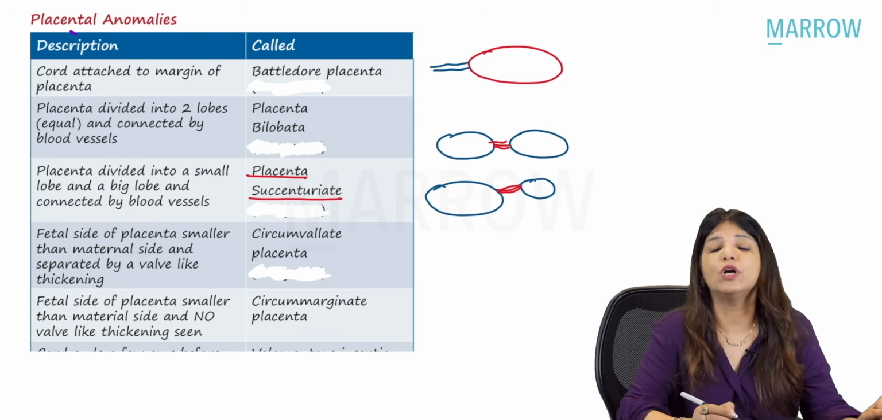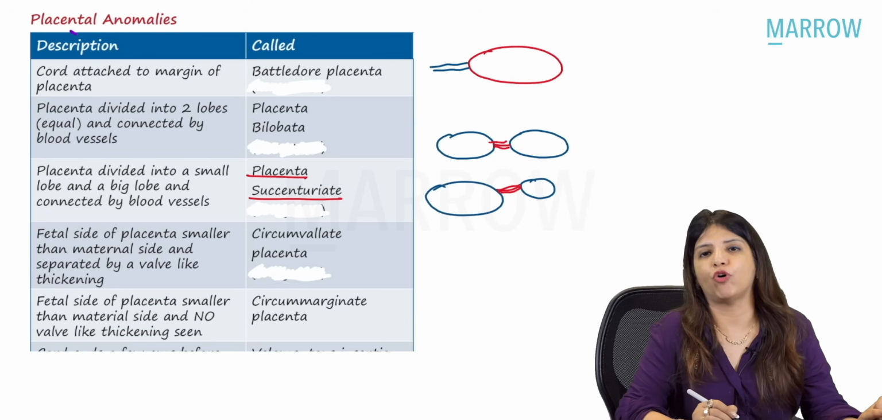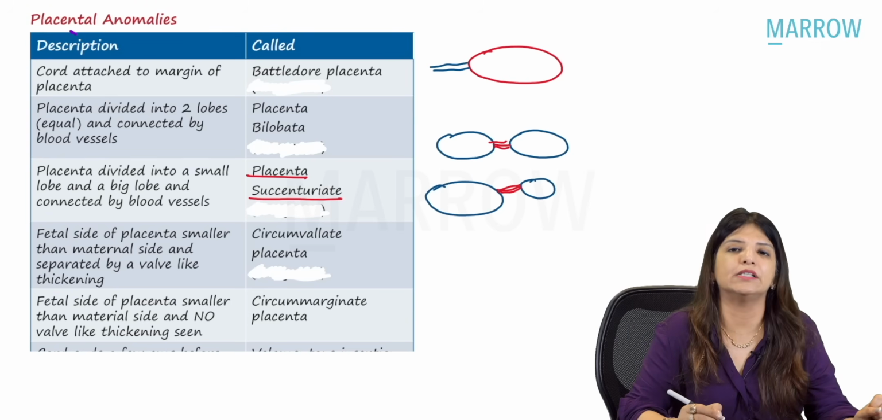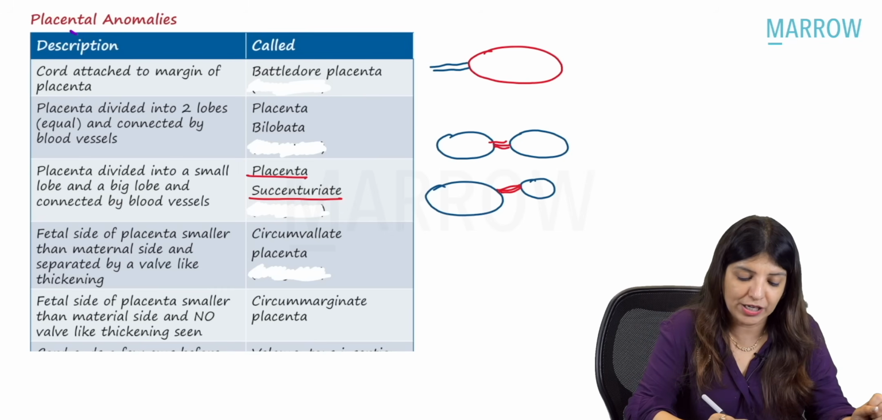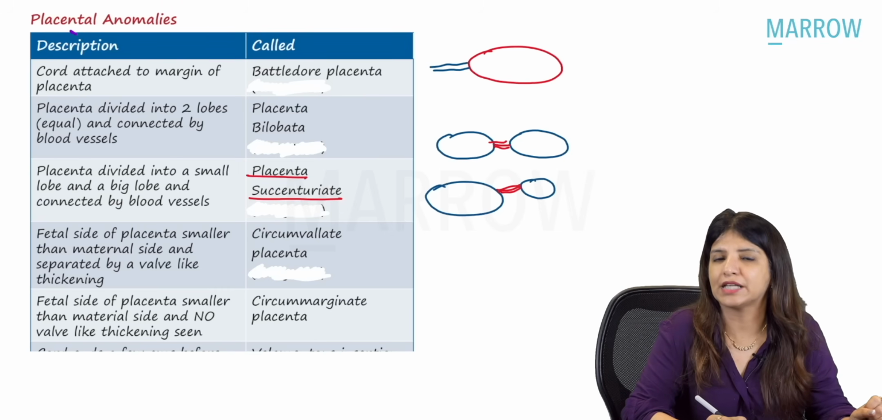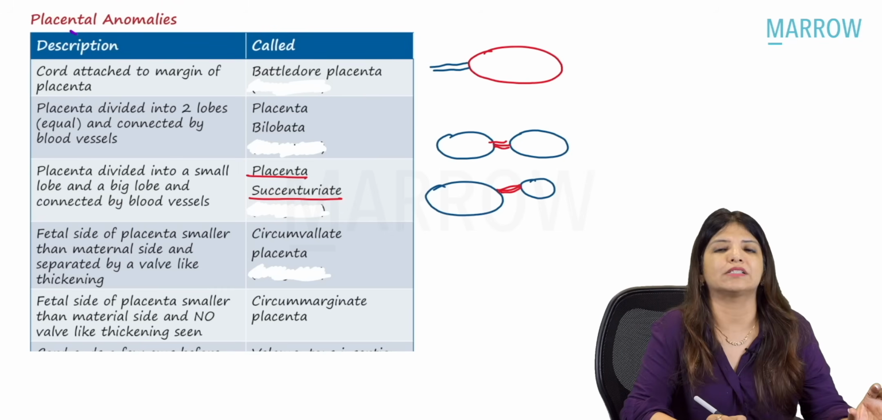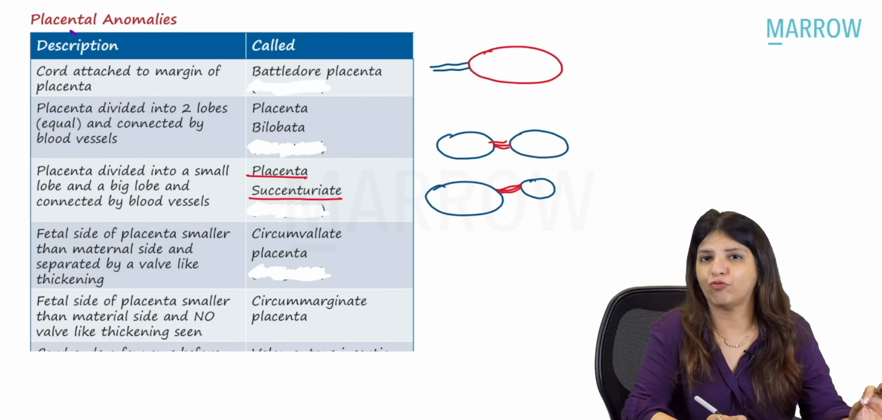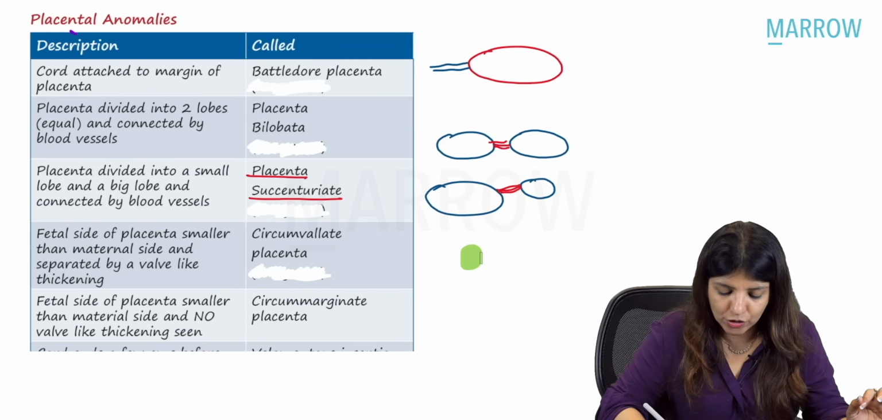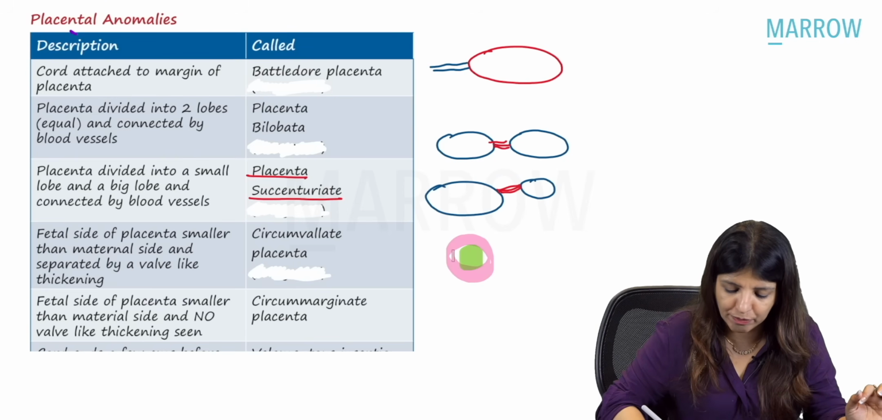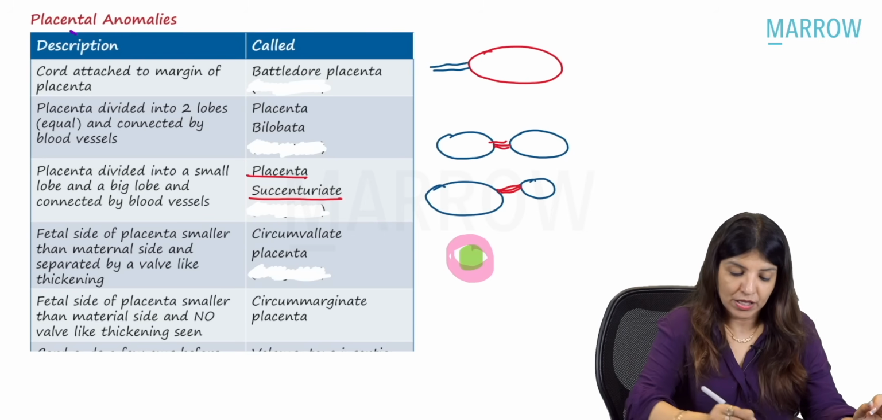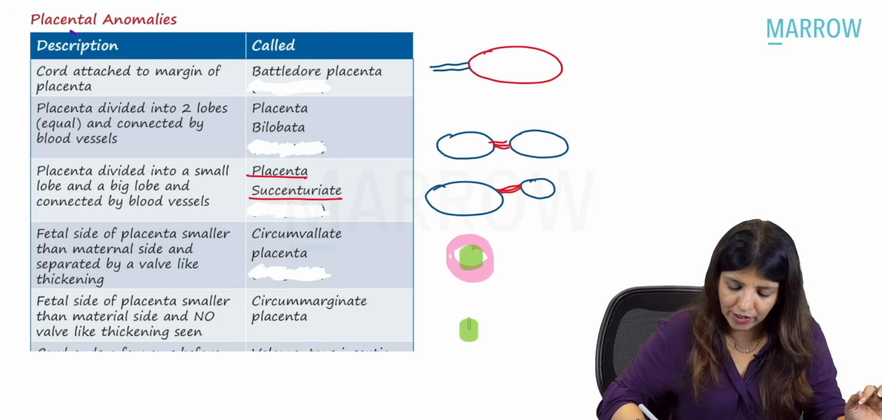Just now I told you, normally it is the fetal side which forms 4/5 of the placenta and the maternal side forms 1/5 of the placenta. Now suppose there is a placenta where the fetal side is small and the maternal side is big, so that the maternal side is surrounding the fetal side in the form of a ring. So if this over here is the fetal side of the placenta, it is surrounded by the maternal side. So we have 2 situations over here.